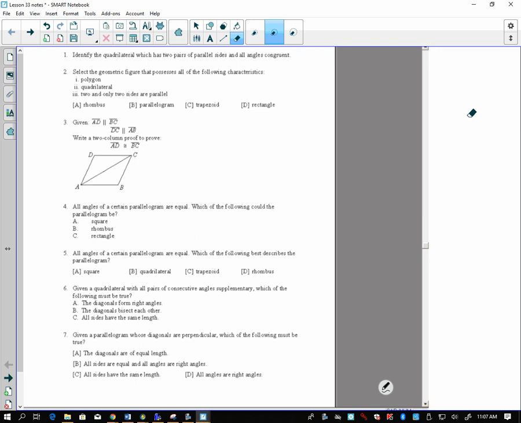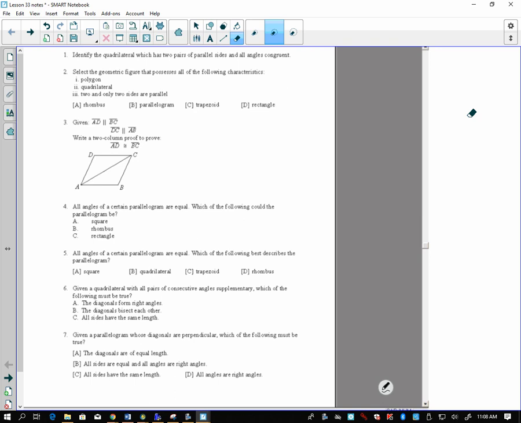Any parallelogram, right? Okay. So given a quadrilateral with all pairs of consecutive angles being supplementary, which of the following has to be true? Well, the diagonals would bisect each other, right? Because that's true of all parallelograms. Okay? It's also true in trapezoids, but it's only true in one type of trapezoid, and that is an isosceles trapezoid. And even in an isosceles trapezoid, the diagonals are congruent, and so they would bisect each other. Does that make sense? So it would still be true even with that specific type of trapezoid.